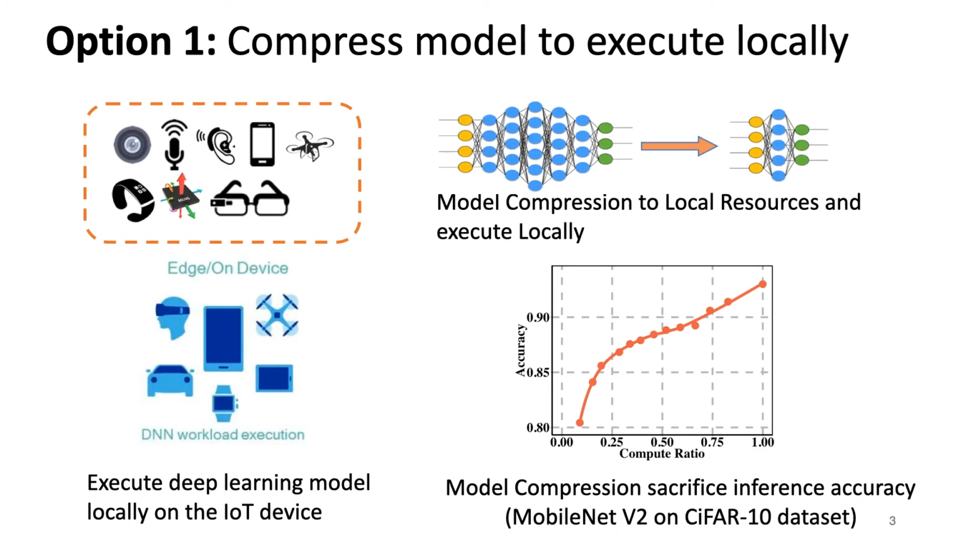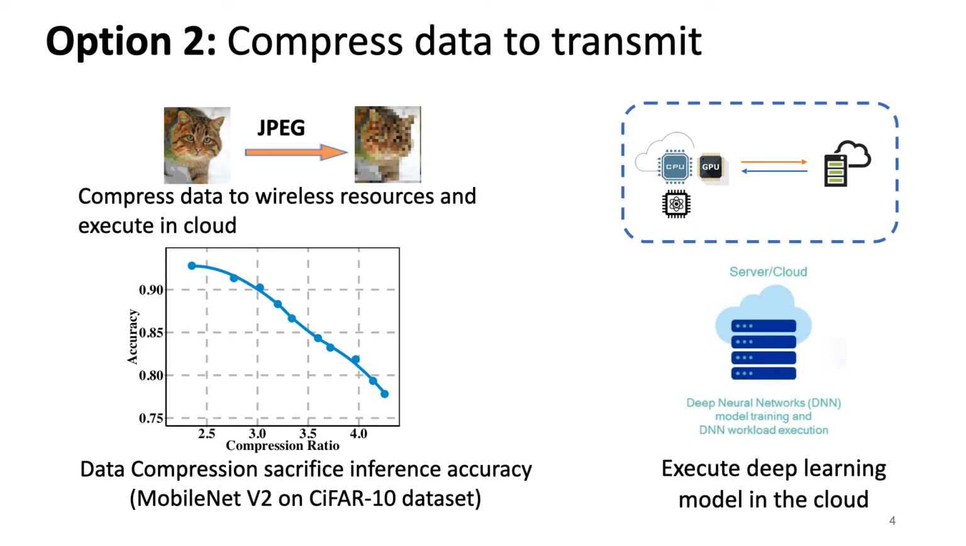This is an option that people use to deal with the computational complexity of deep learning models when deploying models on IoT devices. As we can see, as the model compression ratio increases, the accuracy drops. This is another option that people use to deal with the volume of data when transmitting all the pre-processed data to the cloud for further inference. We could also find out that we achieve a higher data compression ratio by sacrificing the accuracy.